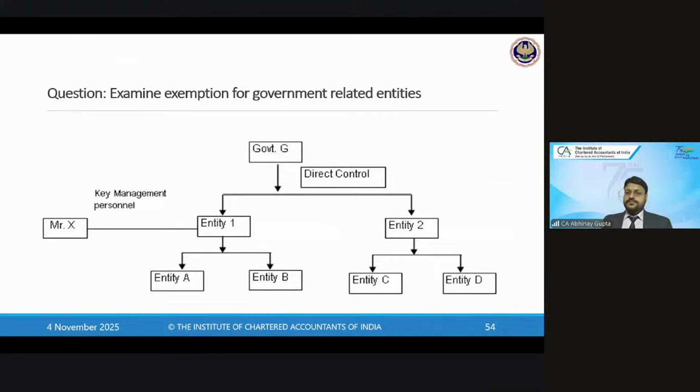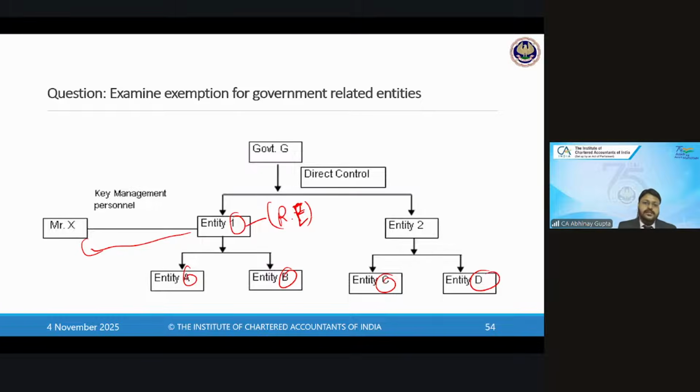Let's do this question. Government G, KMP. Government G has direct control over entity 1, and entity 1 controls entity A and entity B. Government G also has direct control over entity 2. Entity 2 controls entity C and entity D, right? And entity 1 has a KMP, Mr. X. Now, what do you think? If entity 1 is the reporting entity, suppose we are preparing the financial statements, RE is entity 1.